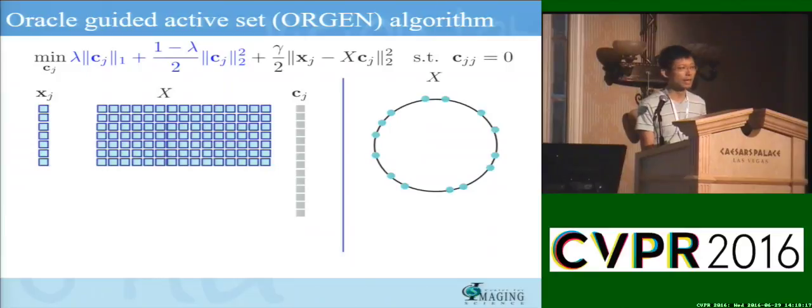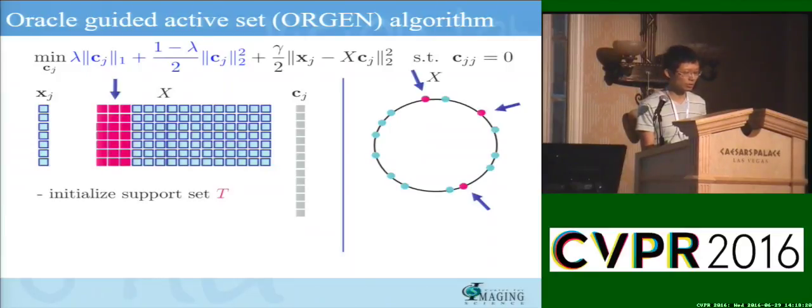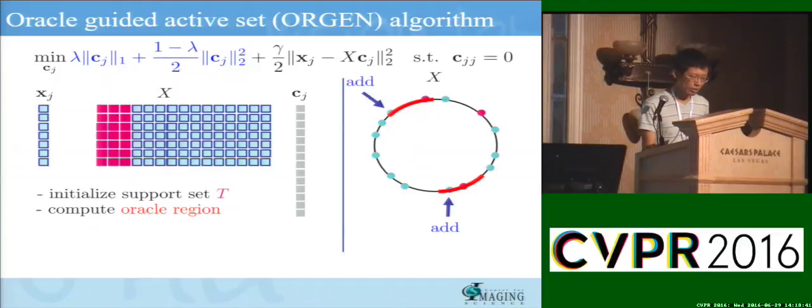So suppose we are doing this optimization problem, and initially we pick a small support set T, which contains 3 points. Then what we do is to compute the oracle region, which is illustrated on the right, the two right arcs. And notice that this oracle region is computed solely from the support set T, which contains only 3 data points in this case. And then there are some points that are inside the oracle region, and there are some points that fall out of the oracle region.